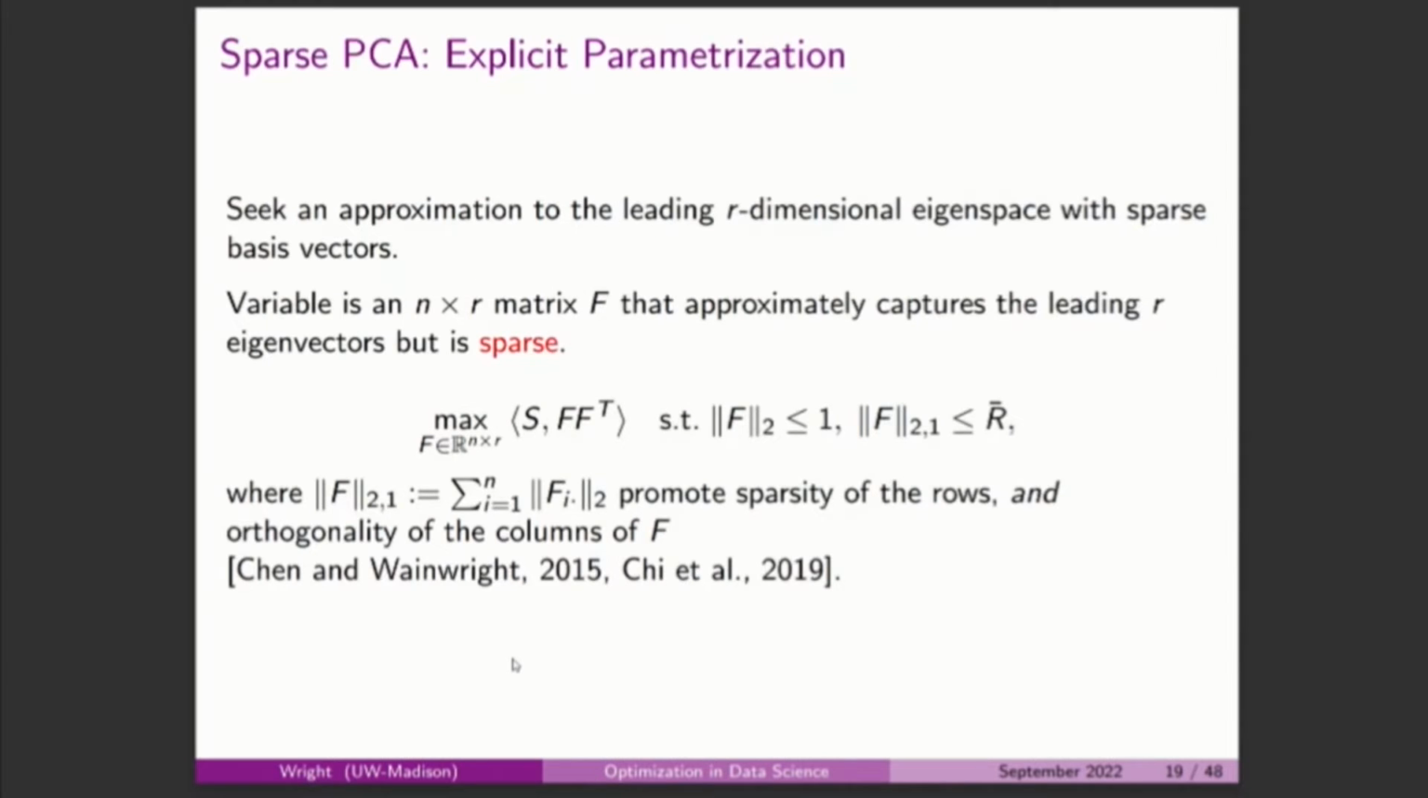But you can do this again using an explicit low-rank parameterization, expressing M as the outer product of a skinny matrix F with itself. Everything's symmetric here, so we just have FF transpose. And you can use a group regularizer norm. You go down the rows of F, take the L2 norm of each row, and add those all up, and that gives you this norm, the 2,1 norm of F. That's the thing you constrain. It promotes sparsity of the rows, and gives you sparse approximations to those leading eigenvectors. This is work due to my colleague Yudong Chen, who's now at Wisconsin, and Martin Wainwright, and several other people.